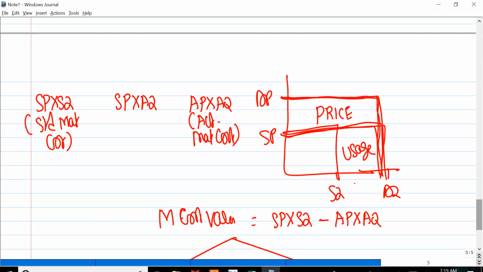Usage variance: SP into SQ minus SP into AQ. Clear? Any doubts on this? It's always standard minus actual. That is why we take the smaller rectangle. Everywhere it is smaller minus bigger only. So SP into SQ minus SP into AQ. First you put this chart. Based on the chart, you write the computation table and the formula chart. These are the three things you are going to do.